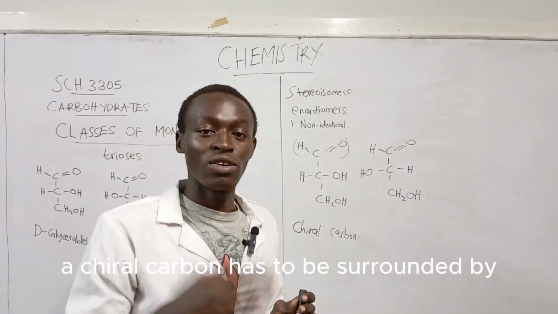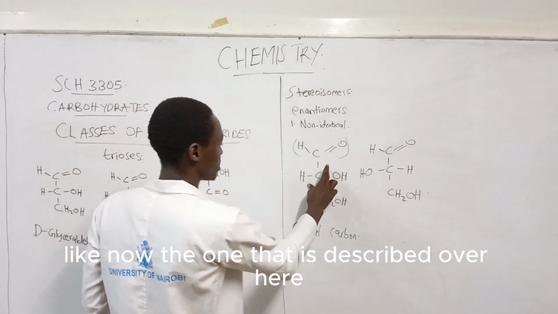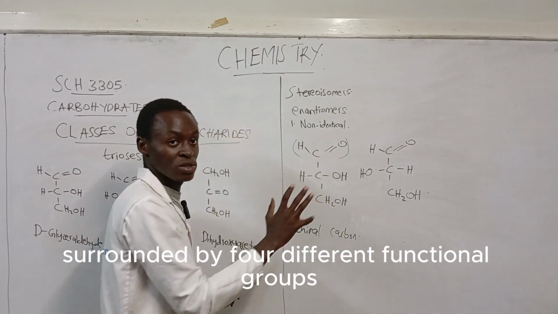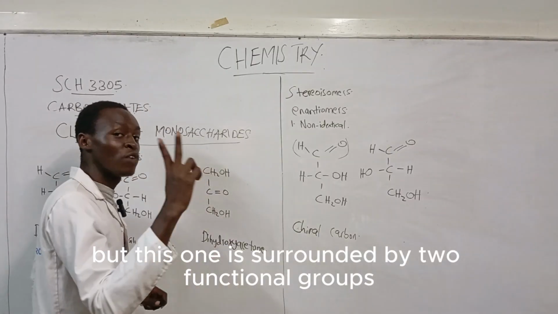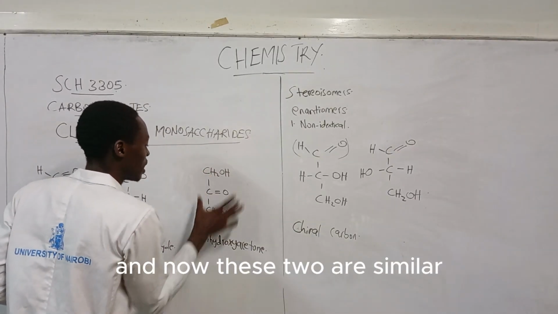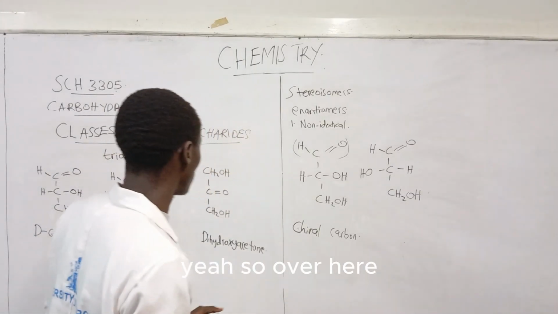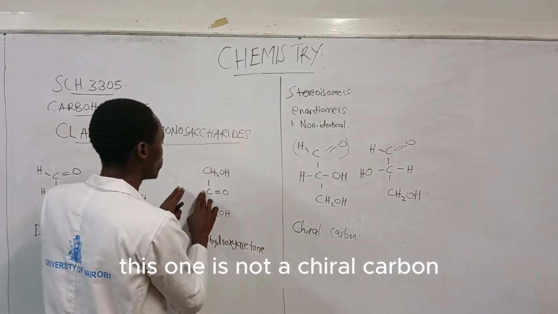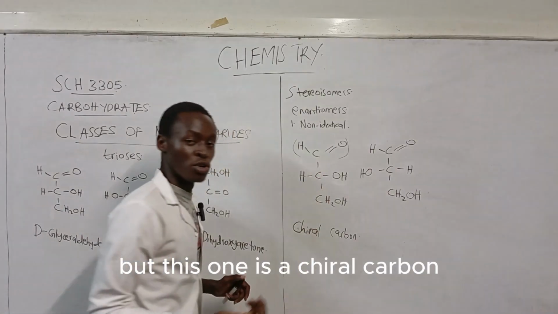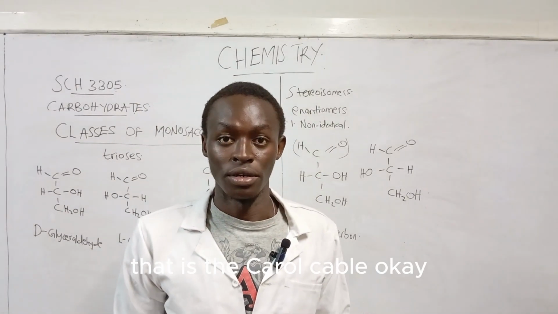hence this carbon over here is not a chiral carbon. A chiral carbon has to be surrounded by 4 different functional groups, like the one described over here, but this one is surrounded by 2 functional groups. So number 1 is the ketone functional group, and these 2 are similar, making a single functional group, alcohol. So over here this one is not a chiral carbon, but this one is a chiral carbon.